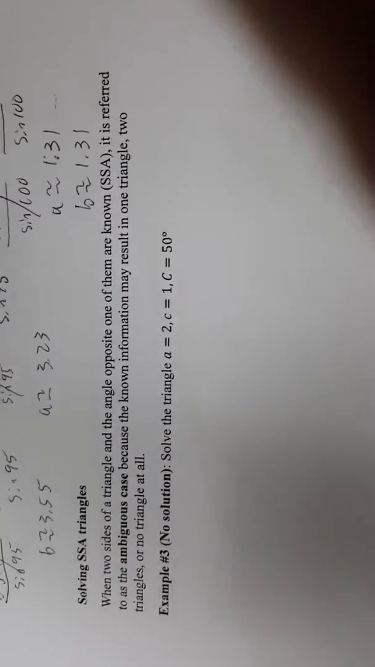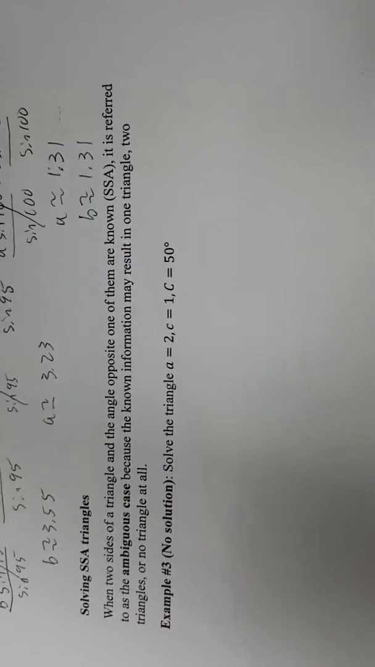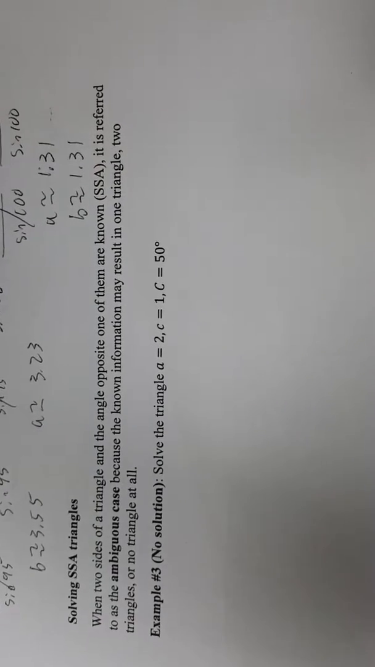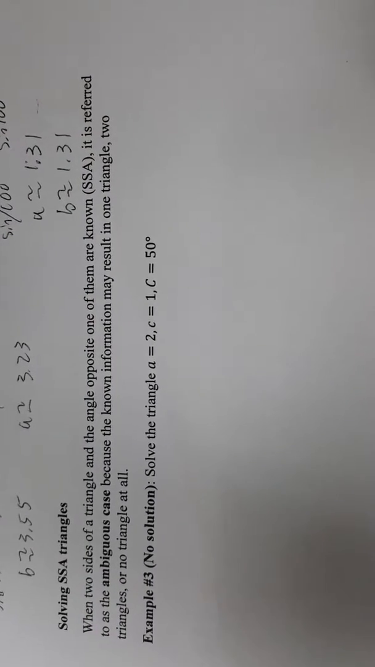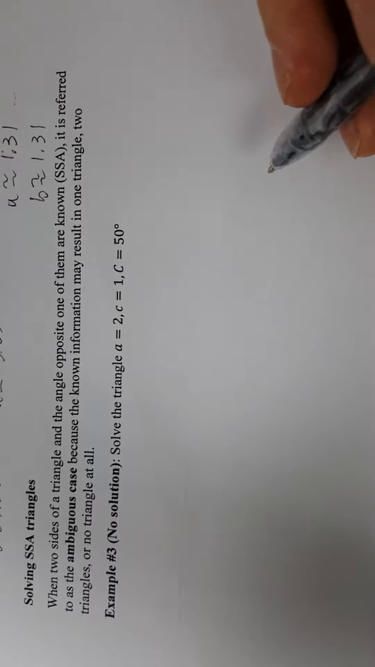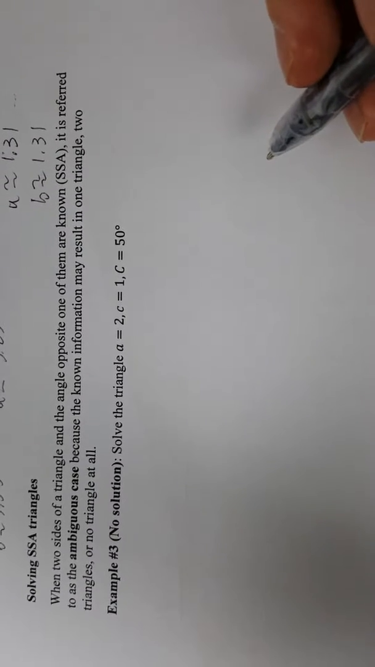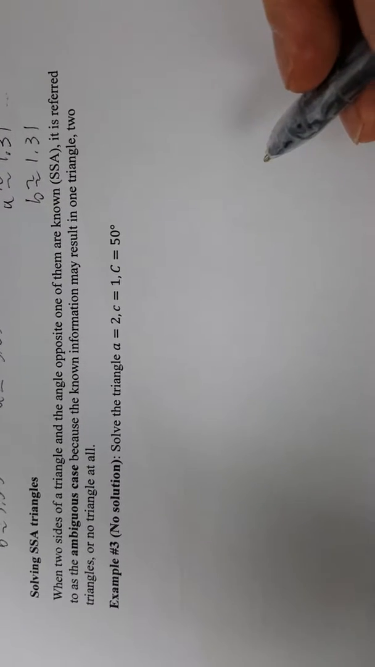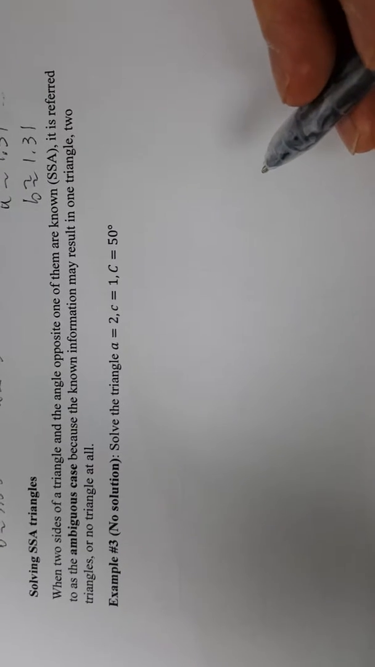Now, we're going to talk about if they give you two sides of a triangle and an angle opposite one of the sides is known, the side-side-angle triangle. It is referred to as the ambiguous case because the information may result in one triangle, two triangles, or no triangle at all. So let's look at the next example.